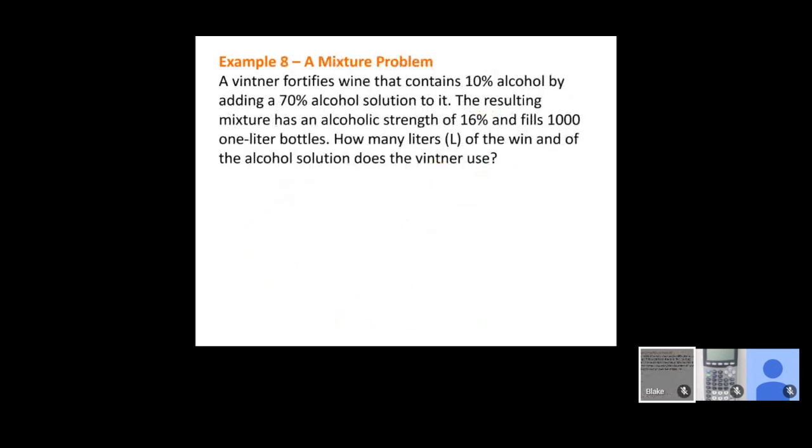All right. So let's take a look at this one now. So we have a mixture problem. A vintner fortifies wine that contains 10% alcohol by adding 70% alcohol solution to it. The resulting mixture has an alcoholic strength of 16% and fills 1,000 1-liter bottles. So we want to know how many liters of wine, sorry, of the alcohol solution does the vintner use?